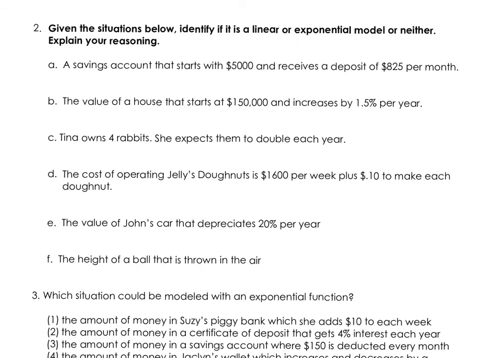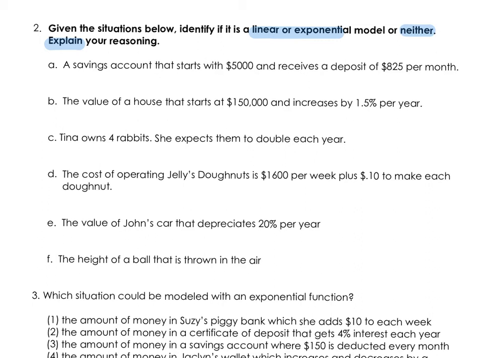Okay, now on to question number 2 back here. Given the situation below, identify if it is linear or exponential or neither, and explain your reasoning. So remember, we're looking for linears to have a common difference, exponentials to have a common ratio, and if it doesn't have either of those things, then we wouldn't be able to identify if it was linear or exponential. So we're going to talk about this more together in class, but I'm going to let you try these in class where we look to see what is the pattern and what does that represent.